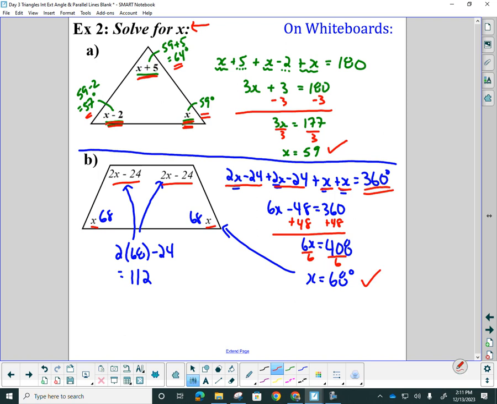Again, that's all the question does ask because it just says solve for x. But I did go the step further and see that this would be 68, this would be 68. You plug in 68 and both of these would be 112. Add those up, 112 plus 112 plus 68 plus 68, and you do get 360. And so there's an opportunity for you to practice some of the triangle properties.